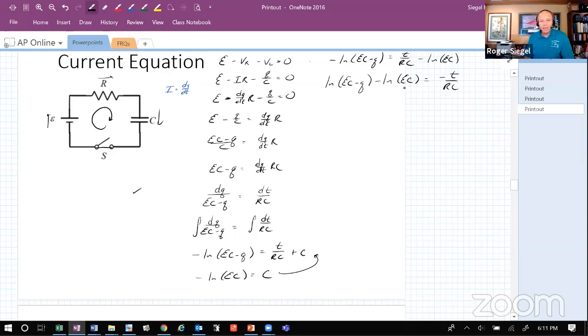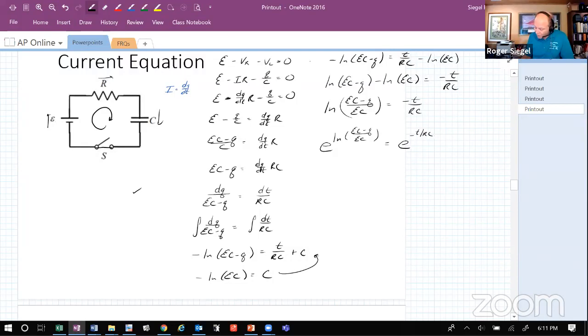Now on my left, you might recognize this as a quotient. I can write that as the difference of, the quotient of EC minus Q, the natural logarithm, over EC. And what that allows me to do is to exponentiate both sides to the base E. So I'm going to say E raised to all of this, ln of EC minus Q over EC is equal to E raised to this power T over RC.